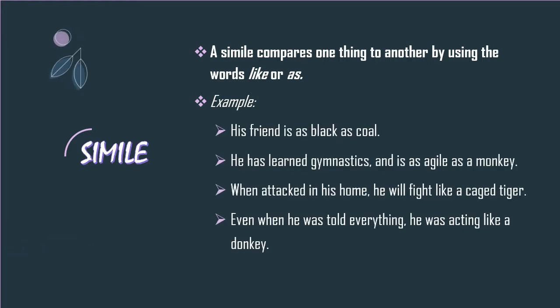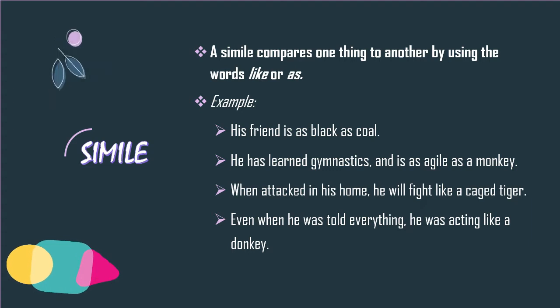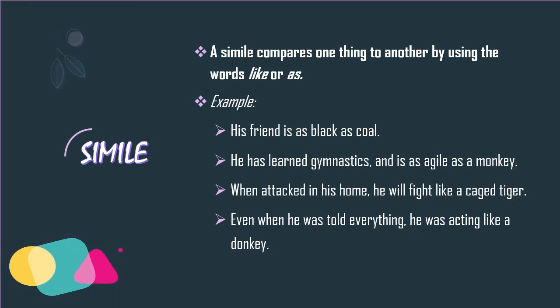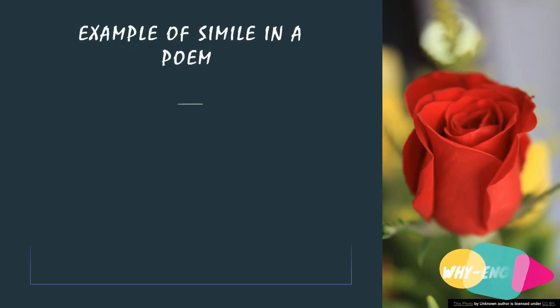For example, his friend is as black as coal. Temannya sehitam batu bara. Ini maksudnya kulitnya sangat hitam hingga dibandingkan dengan batu bara. And then, even when he was told everything, he was acting like a donkey. Bahkan ketika dia sudah diberitahu segala hal, dia bertingkah seperti keledai. Di sini keledai dimaksudkan seperti orang bodoh, gitu ya. Tidak tahu apa-apa.